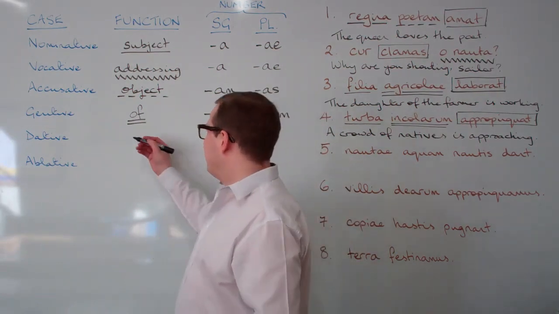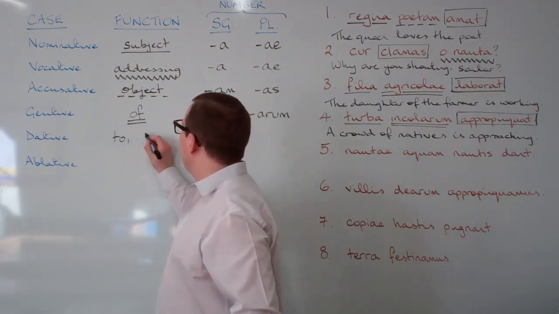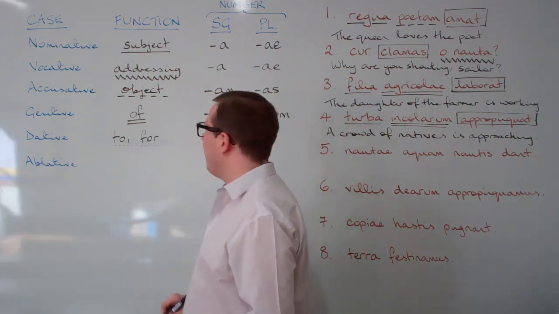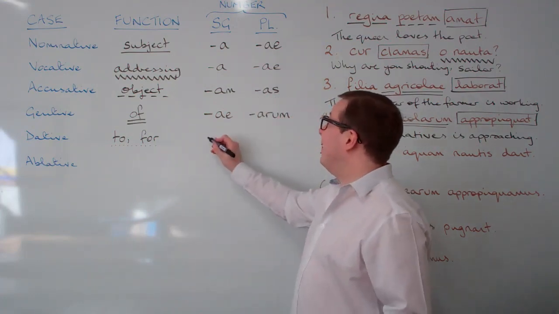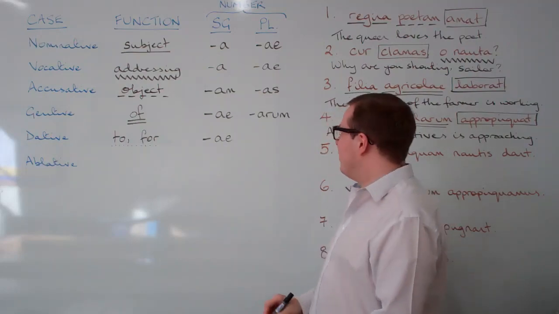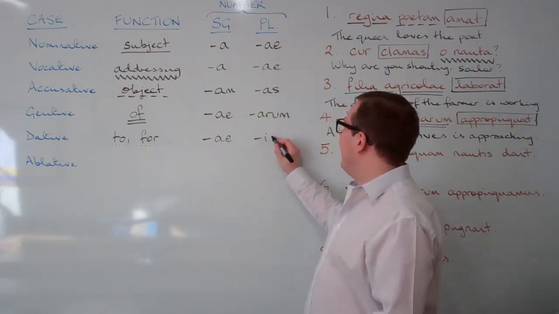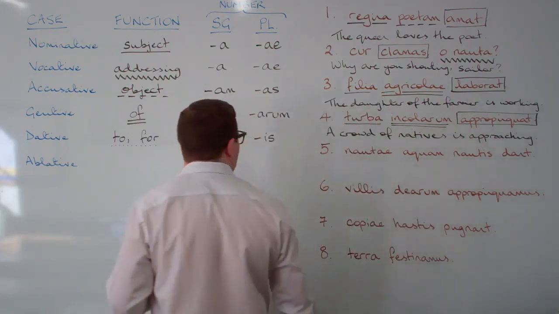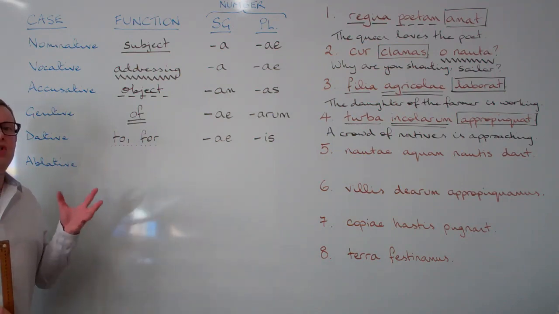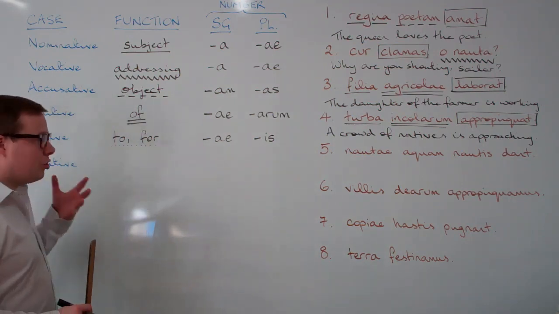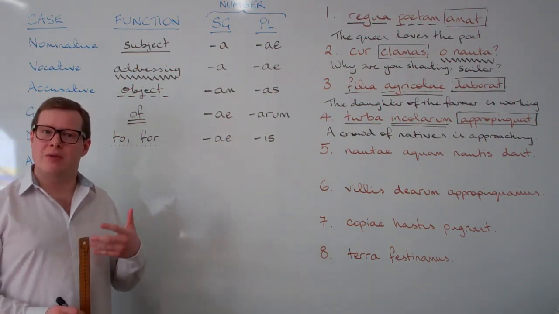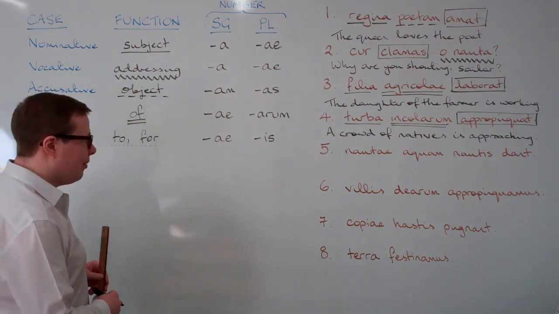The dative case means to or for, and it's analysed with a dotted line. I'm afraid to say, again, our nemesis, the AE ending, crops up in the dative singular, while the dative plural ends in is, the letters I and S. Now, it doesn't mean to as in direction. It doesn't mean to as in towards. It's to as in giving something to someone or showing something to someone, telling to somebody.